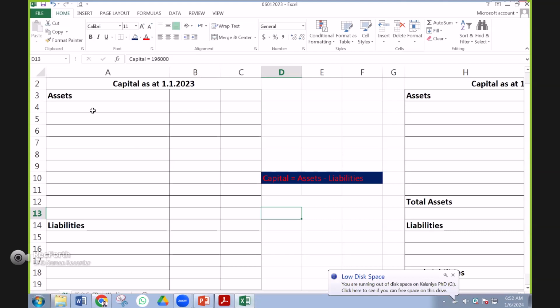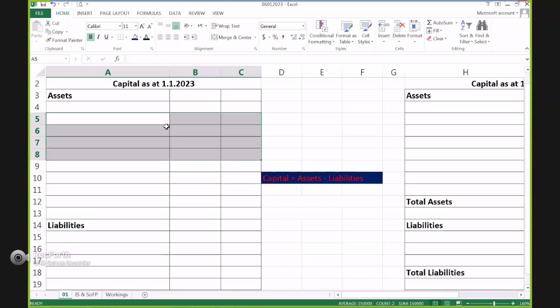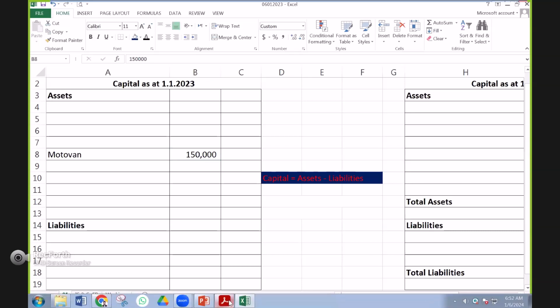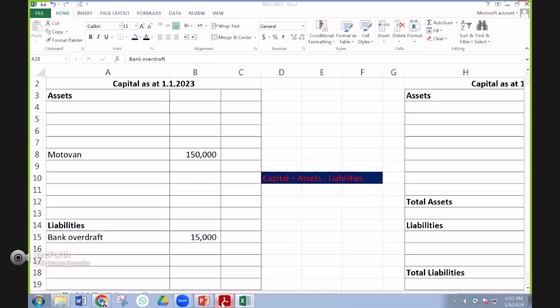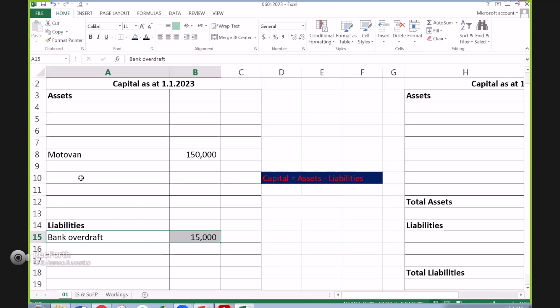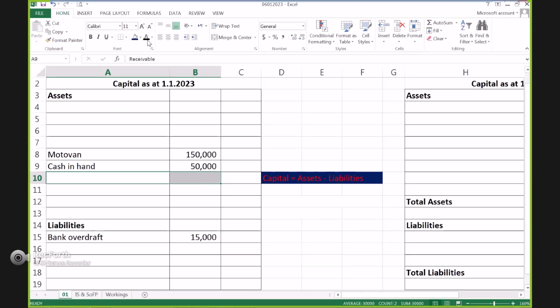Okay. So here motor van. Motor van is the asset. Okay. Asset 150,000. Okay. Then bank overdraft. Bank overdraft is the liability. Next, cash in hand, assets. Okay. Receivable, assets.